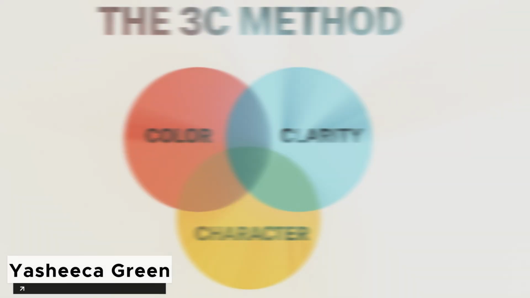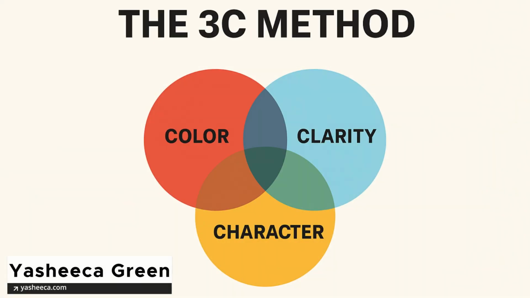And that's the 3C formula: color, clarity, and character. Those are the 3 main ingredients that your graphics need, that your YouTube thumbnail needs, so that your thumbnails stand out and people actually click.